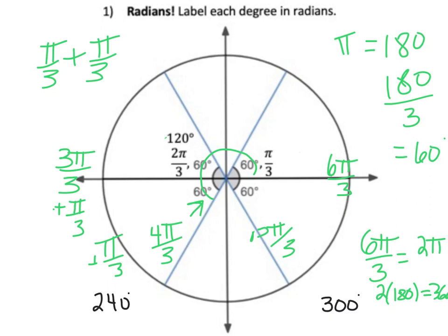And this is what I want you to do on the rest of the sheet for your 30s and your 45s. So for 30, you're also going to count in pi over 6s, and for 45, you're going to count in pi over 4s. All right, have fun.